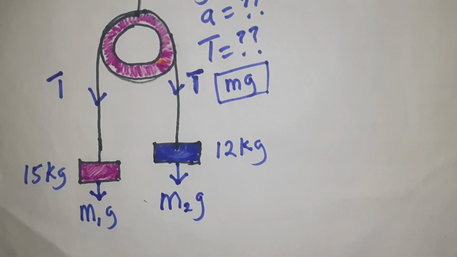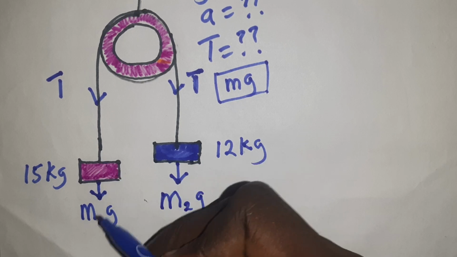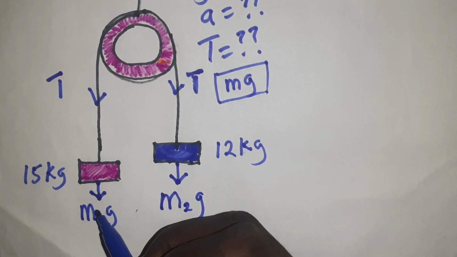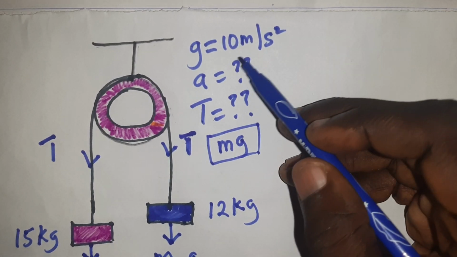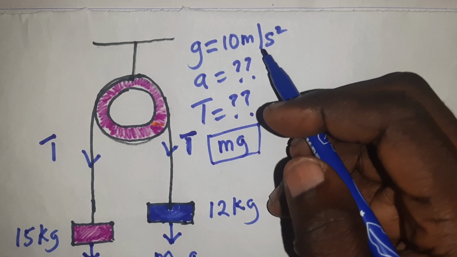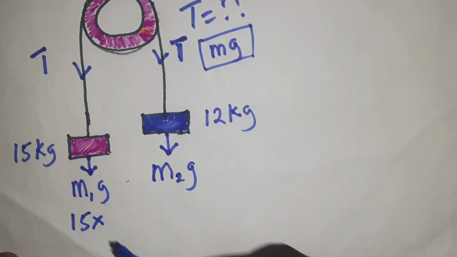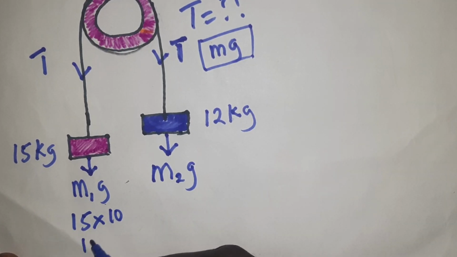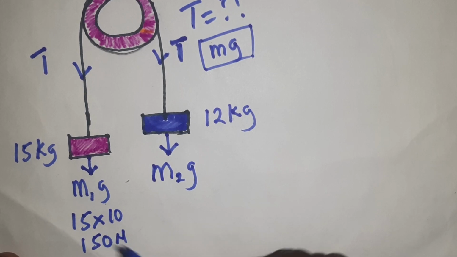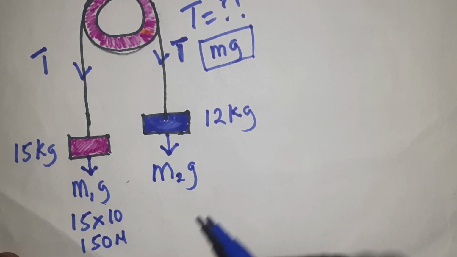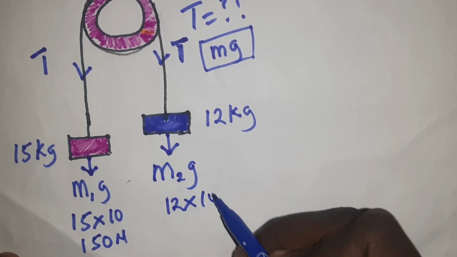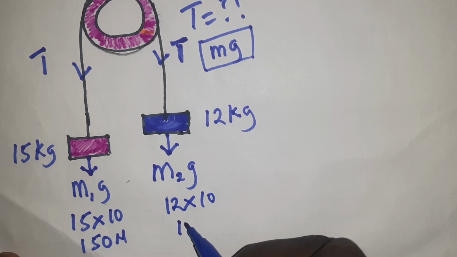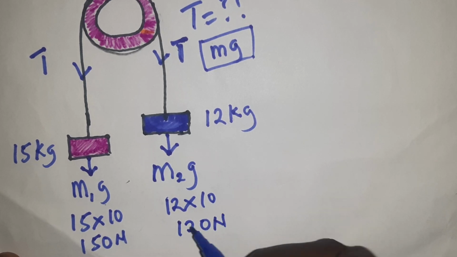So let's now get the value of the force pulling this object down. My m1 is 15, so that'll be 15 times my g. We're asked to use 10 meters per second squared for g, the acceleration due to gravity. So 15 times 10 is 150 Newton. Then for this one, my m2 is 12, and 12 times my g, which is still 10, will be 120 Newton.